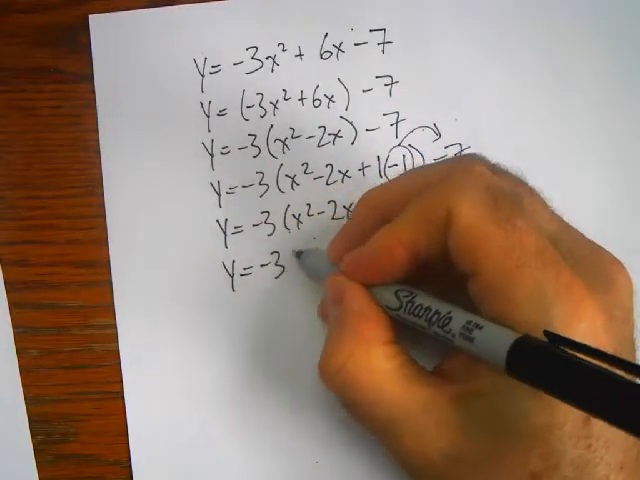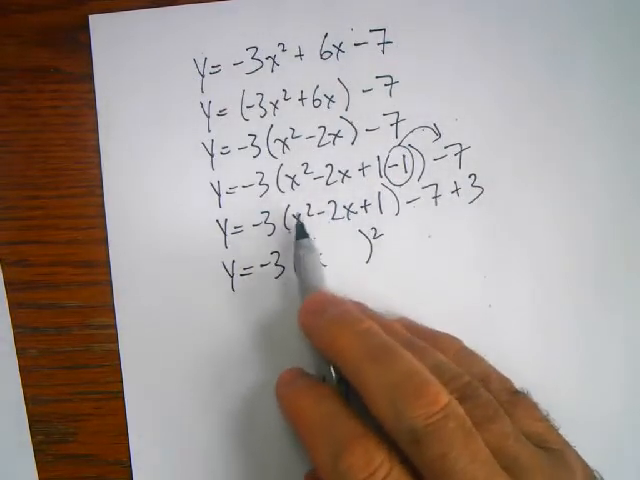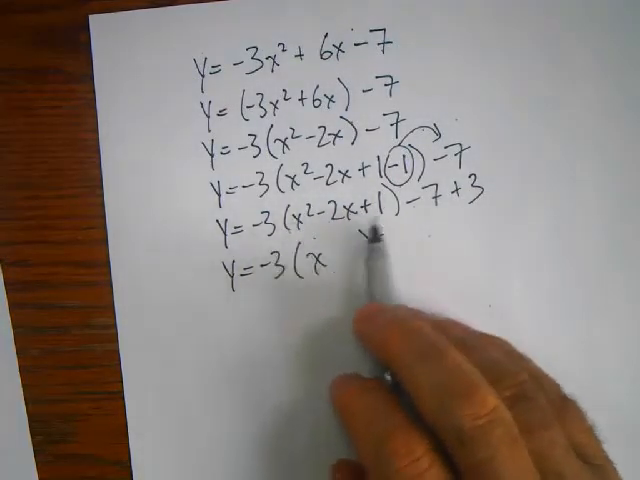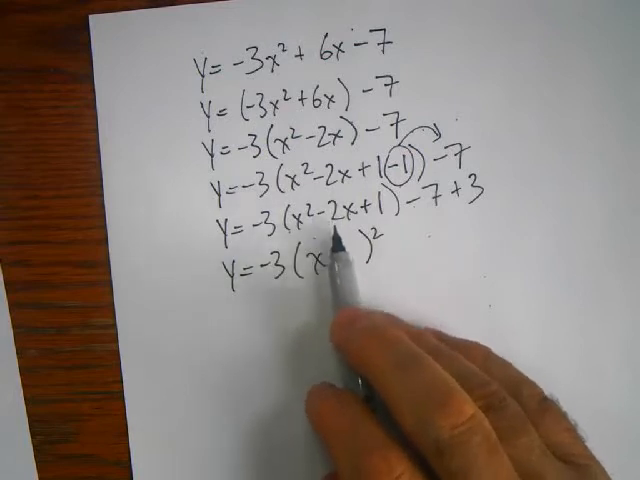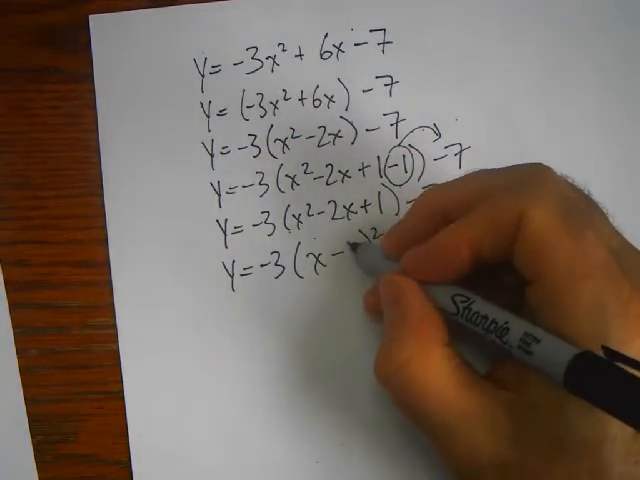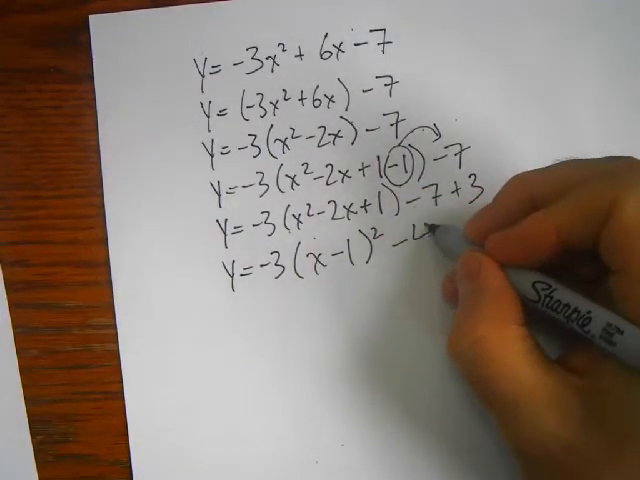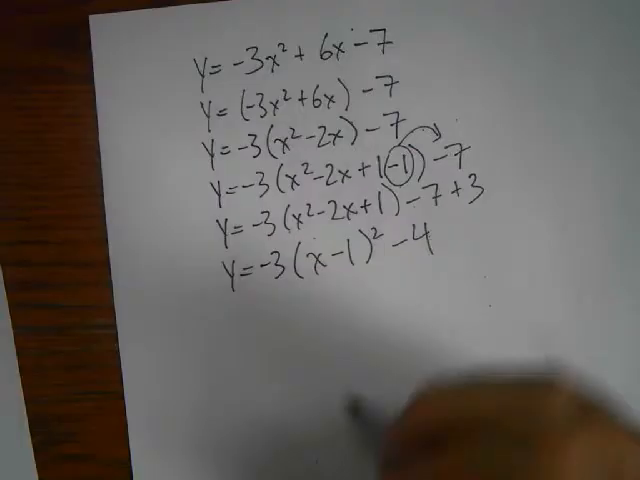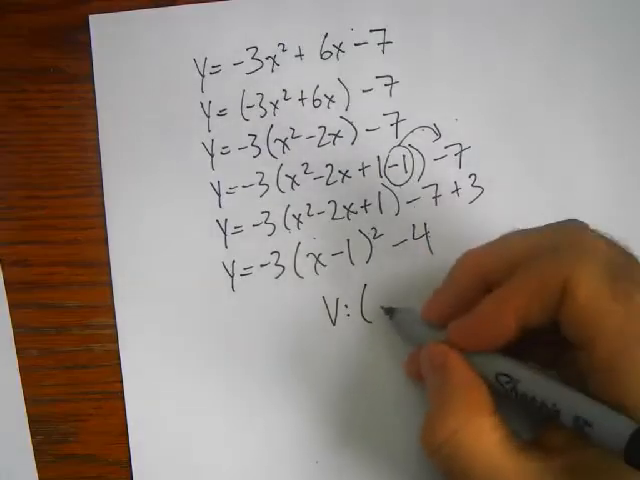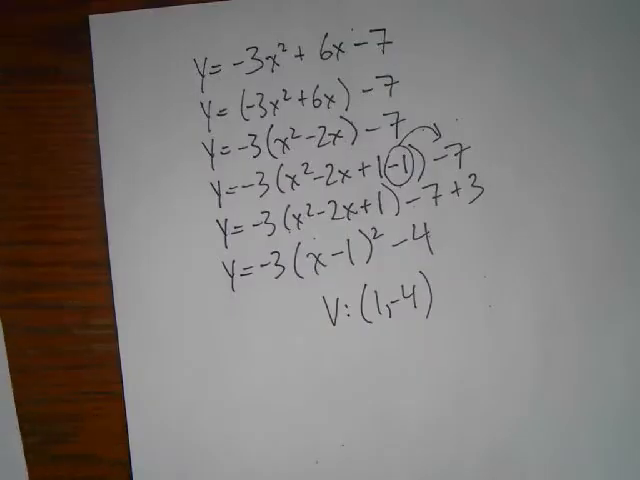And now last step, turn this into a binomial squared because this is a perfect square trinomial. The number that goes there is always half of that value, so that's -1. And then combine these two together, we get -4. Okay, and so the vertex is 1, -4. Okay, so this process always works.